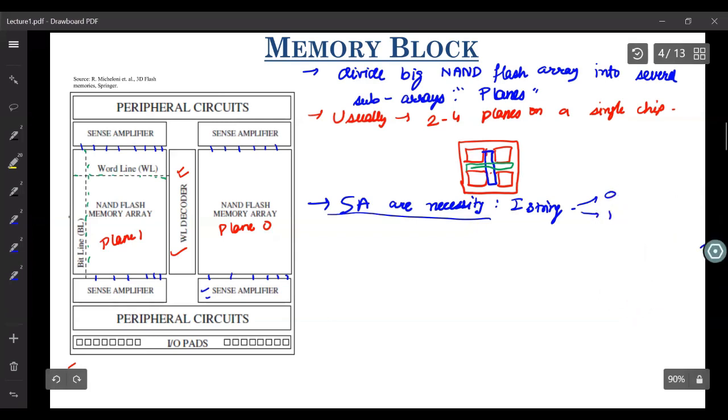So okay, sense amplifiers are put like this. And what else can you comment about these sense amplifiers? Since they are reading currents, they have to be current-based sense amplifiers, which convert the string current to bits.